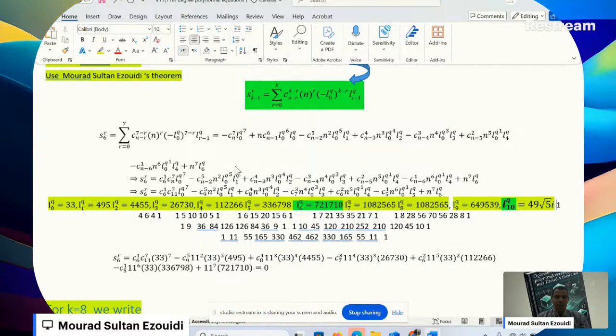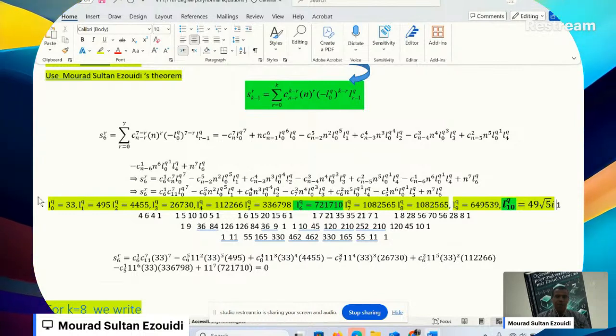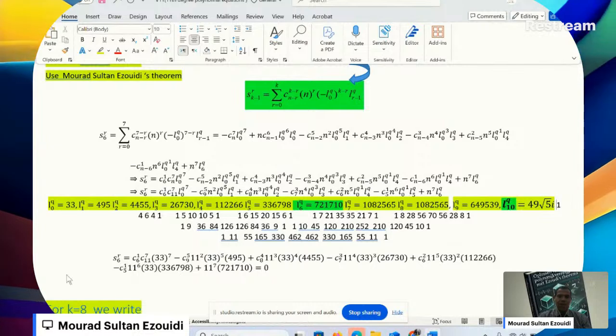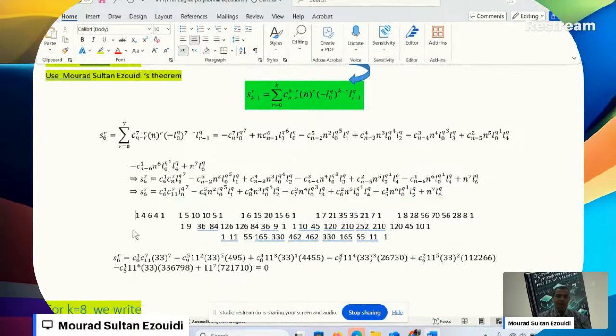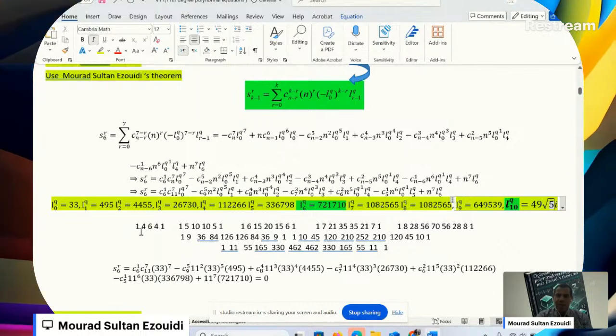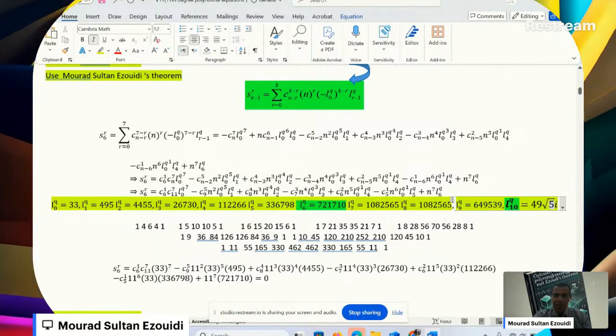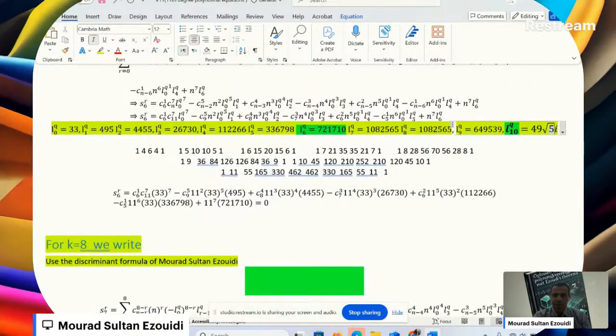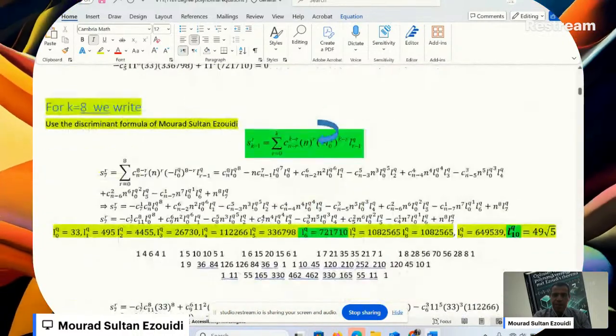Make your own substitution. Put L0 with 33 and L1 with 495 in this formula, and you'll get that the value of S6 is going to be equal to 0. Okay, yes. Now we continue, my kids. I want to find S7.